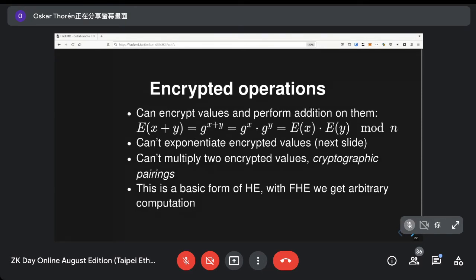So now we have a way to compute x plus y encrypted from the encrypted values separately. But we can't exponentiate encrypted values yet, which is what we'll look at next. And we also can't multiply two encrypted values, which leads to the concept of cryptographic pairings, which we'll touch on later. And this is a very basic form of homomorphic encryption, and with something called homomorphic encryption, we can do arbitrary computation on encrypted values, which is a separate field.